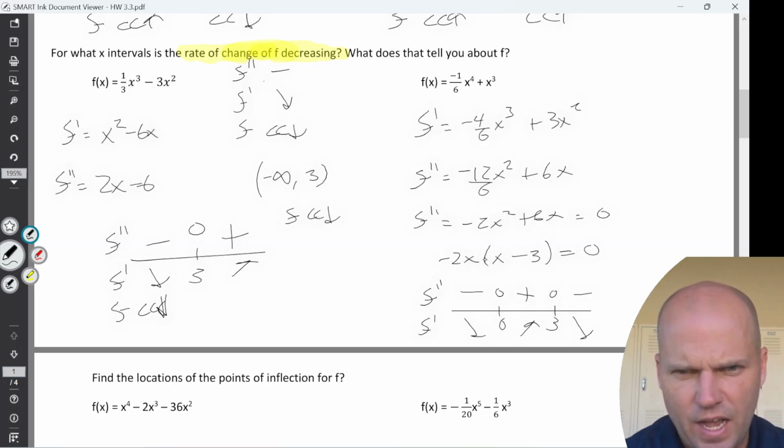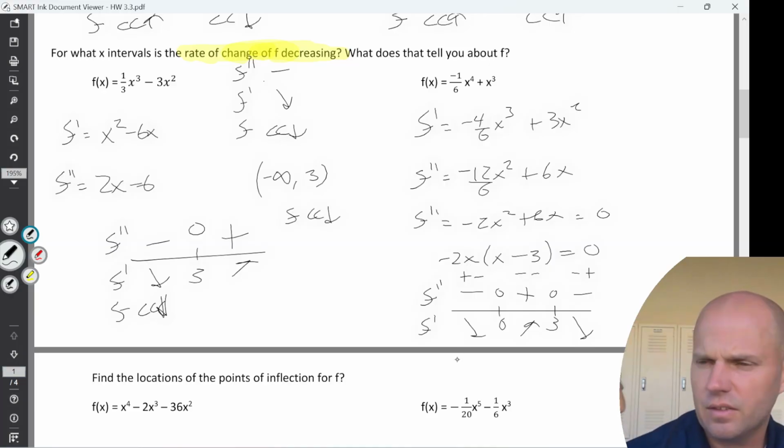Test points, plug in 5, negatives, positives. The factor will change signs at 3, so that would be a negative, negative. The factor will change signs at 0, positive.